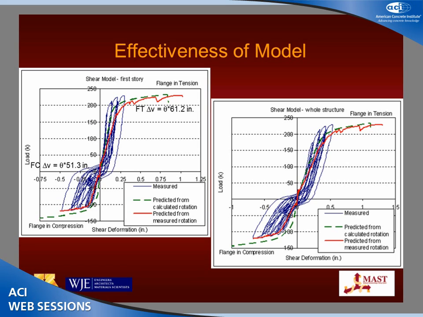The green dotted line is predicted from the calculated rotation, which we get from our moment curvature analysis. The red line is predicted from the measured rotations in the lab. You'll also notice that we have different shear constants, flange in tension versus flange in compression, because we have different flexural stiffnesses each direction. In the flange in compression direction, we have good correlation. Flange in tension, the model is predicting softer. That likely has to do with the web primarily being in compression and being stiffer in shear.